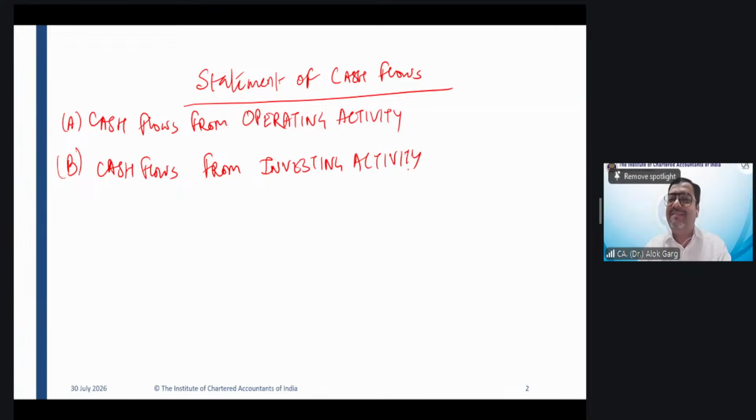Yes, investing activity. Very good, Saminathan. Investing activity. Okay, right? Everyone is saying investing activity. What about you, Rohan? Swanlata? Yes, investing activity.